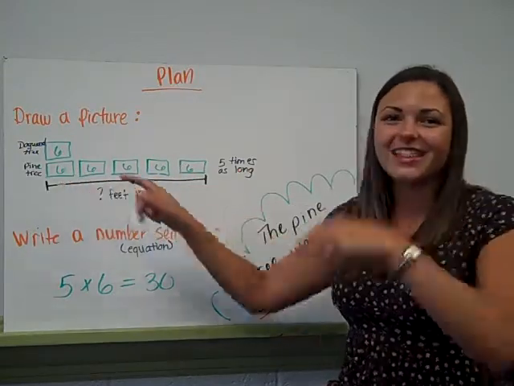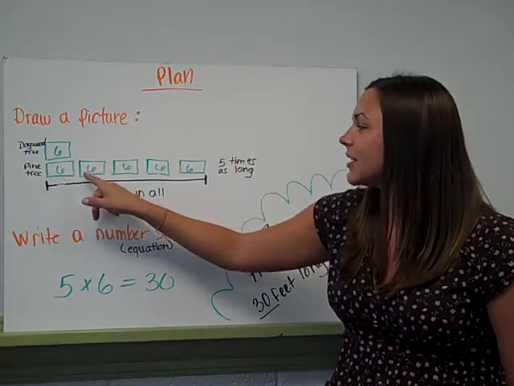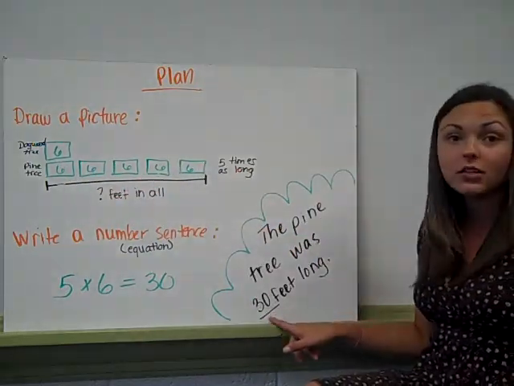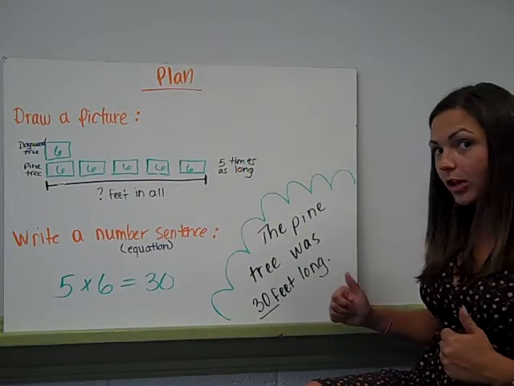Repeated addition. 6 plus 6 plus 6 plus 6 plus 6 will still give me 30 feet long for the pine tree. You good? Okay.